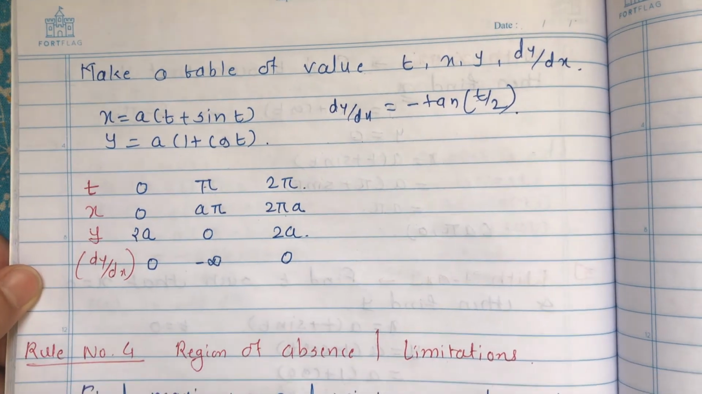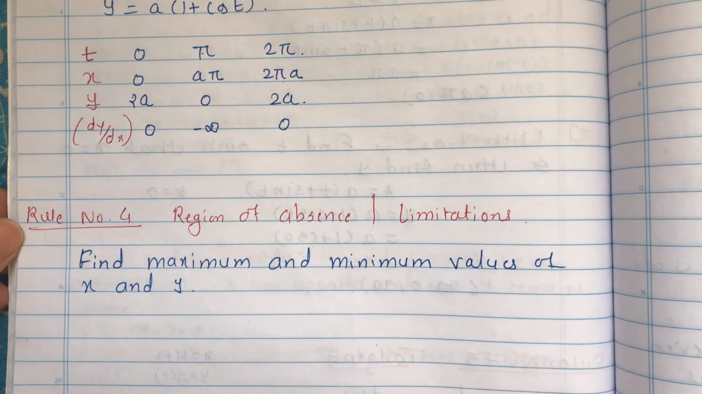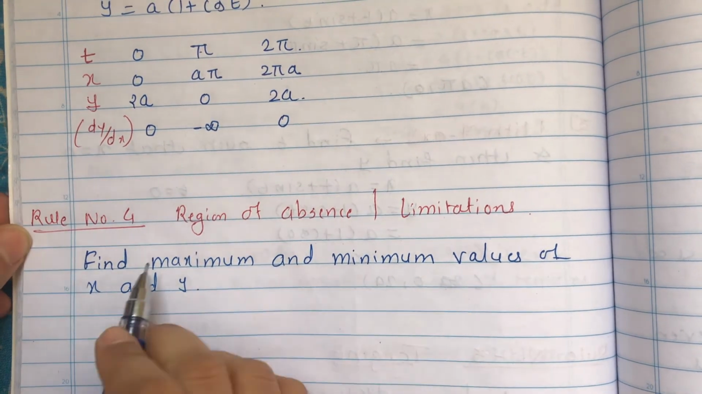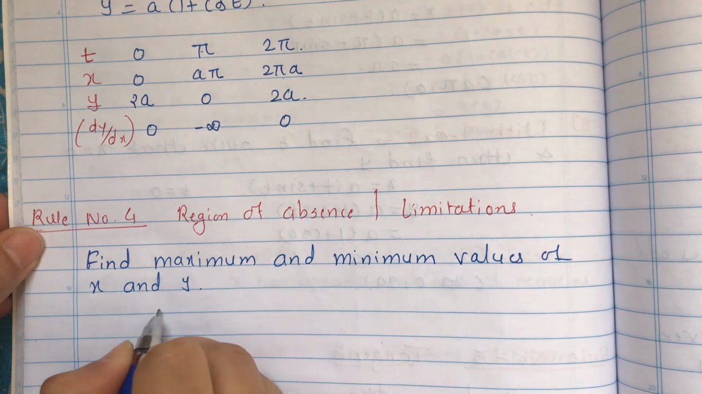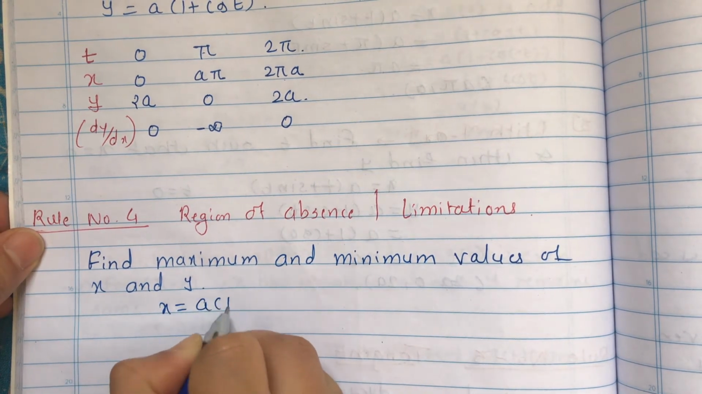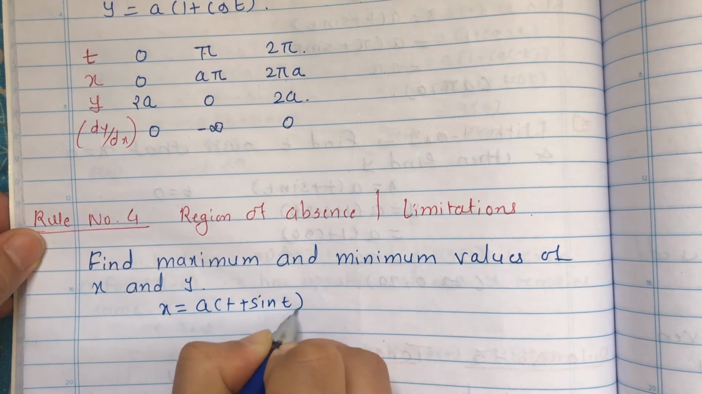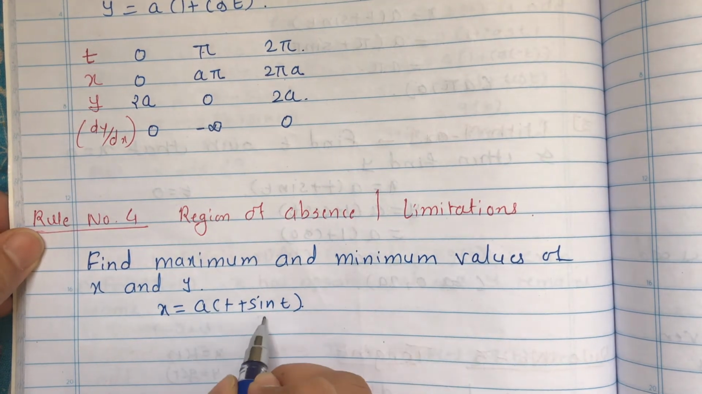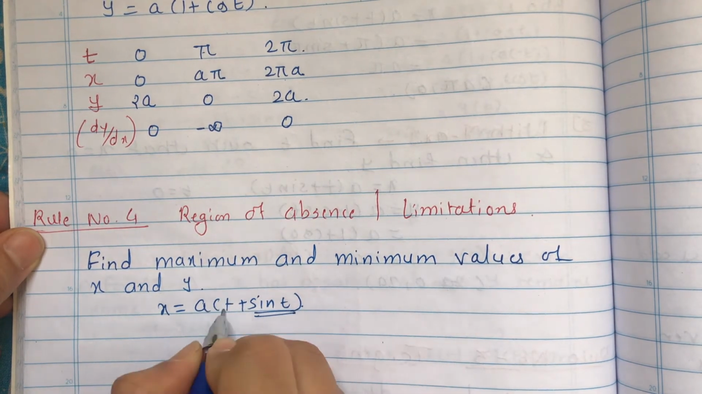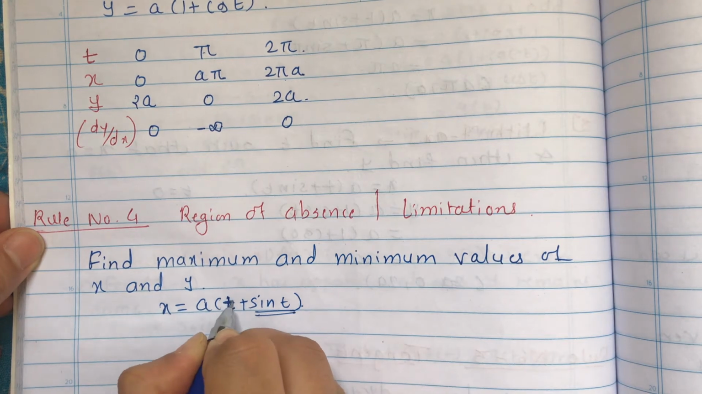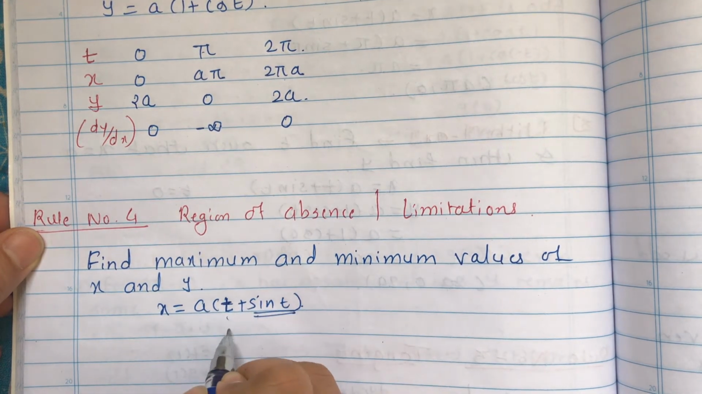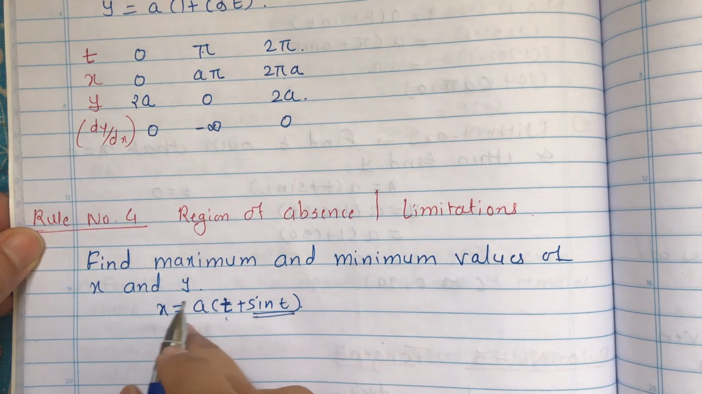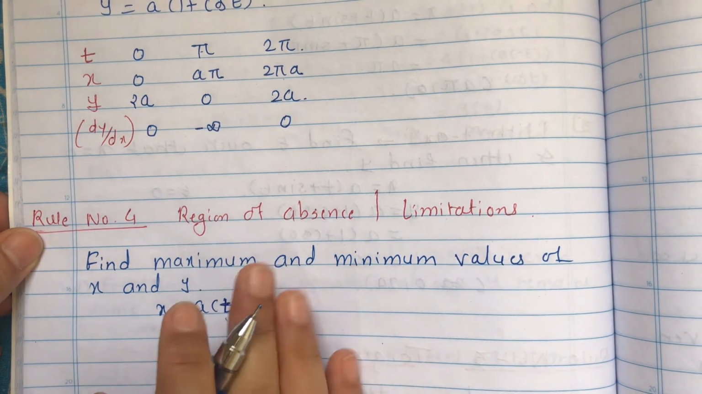Next, rule number 4, region of absence or limitation. We have to find maximum and minimum values of x and y. So here x is equal to a(t plus sin t). You can see this sin t is a bounded function, but here there is a t variable, right? Though this is bounded, this t can be anything, so there is no maximum and minimum value, okay?